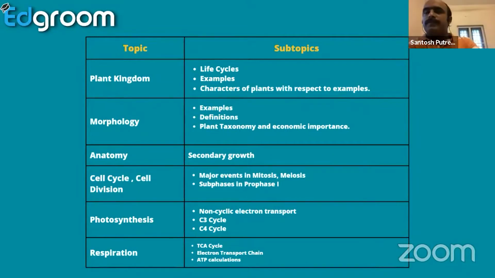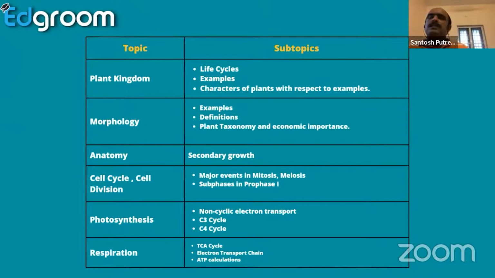That's also a point. And a very difficult topic for most of the students in anatomy is secondary growth. That's very, very important. A number of times they go on studying, but they find it difficult because which cambium is formed by differentiation, which is formed by dedifferentiation. These things they find somewhat difficult. So this is also one difficult area.